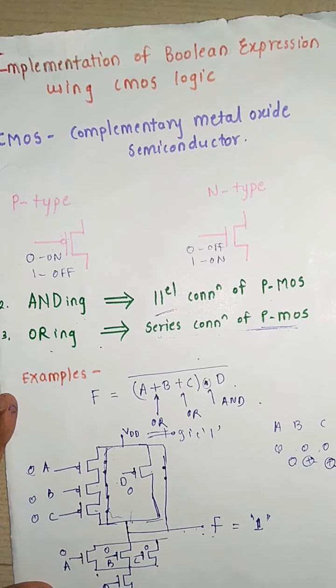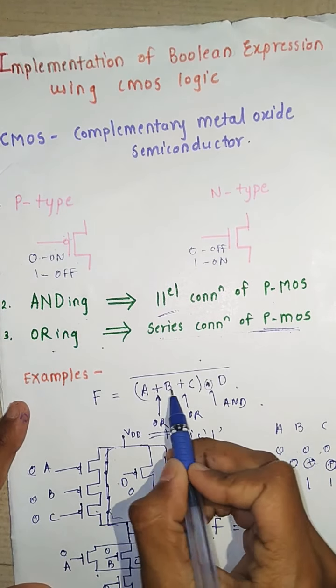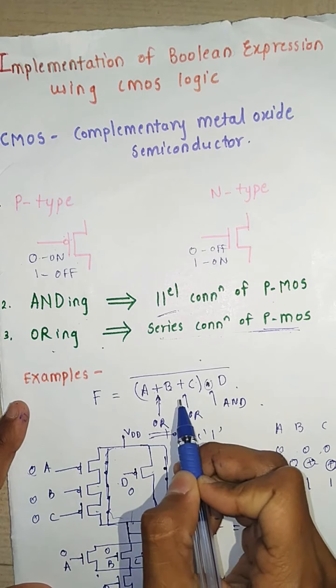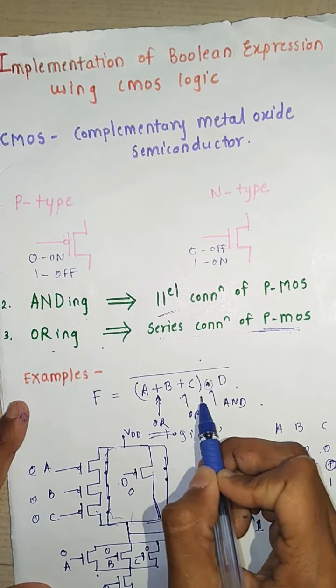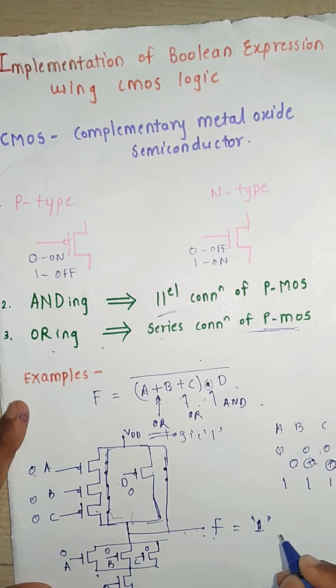Now let us take all inputs as 1: 1 1 1 1 1. 1 ORing with 1 is 1, 1 ORing with 1 is 1, and 1 ANDing with 1 is also 1. So the complement of 1 is 0. So now what do we need? We need the output to be 0.